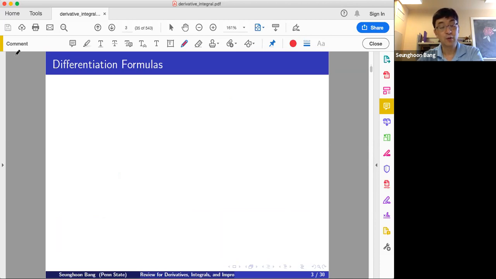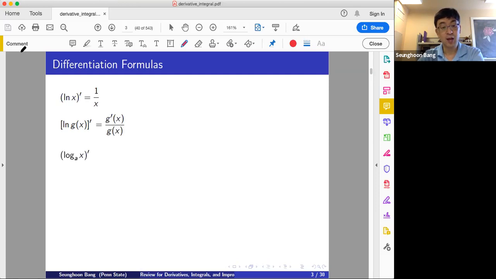So we have more differentiation formulas. Do you remember what ln of x prime is? Could you write your answer on the chatting board, please? What is ln of x prime? Okay, good. It's 1 over x. The ln of g of x prime is g prime of x over g of x by using chain rule. The g of x is the inner function.